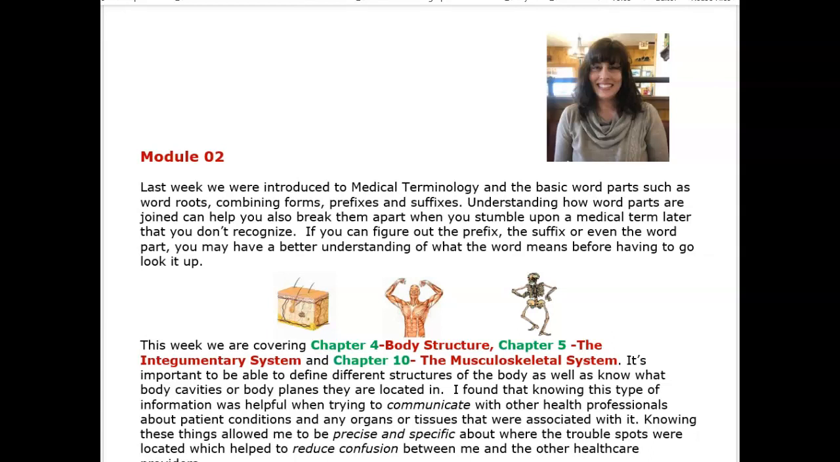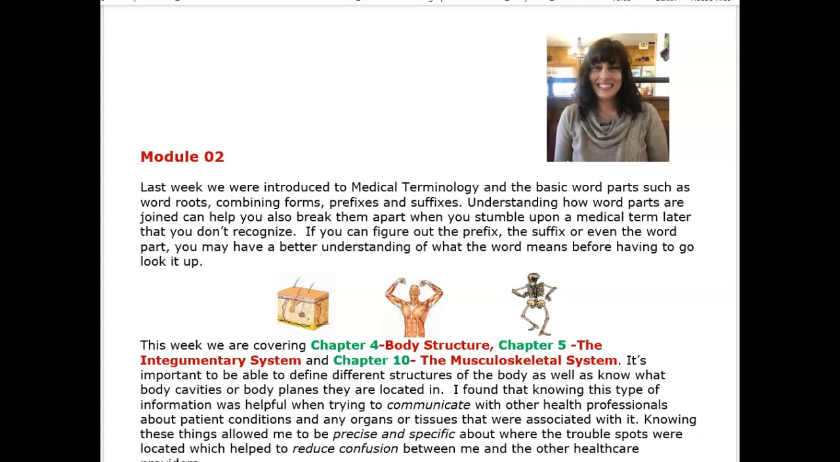So last week we were introduced to medical terminology and the basic word parts such as word roots, combining forms, prefixes, and suffixes. Understanding how word parts are joined together can help you also break them apart, especially when you stumble upon a medical term later on that you don't recognize. If you can figure out the prefix, the suffix, or even the word part, you may have a better understanding of what that word means before having to go look it up.